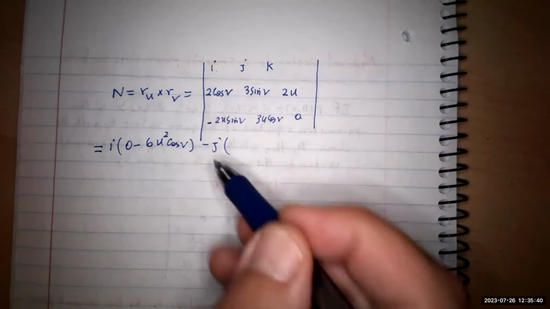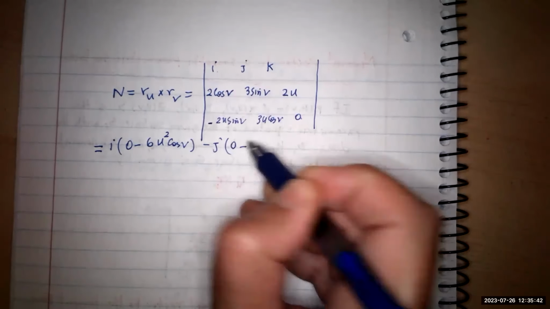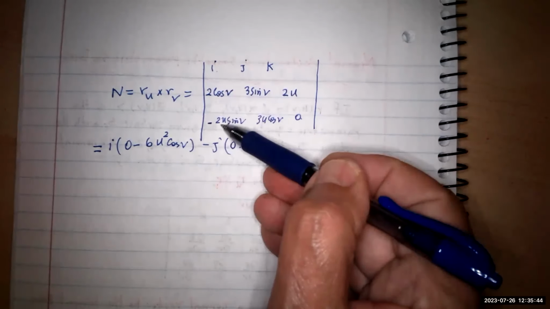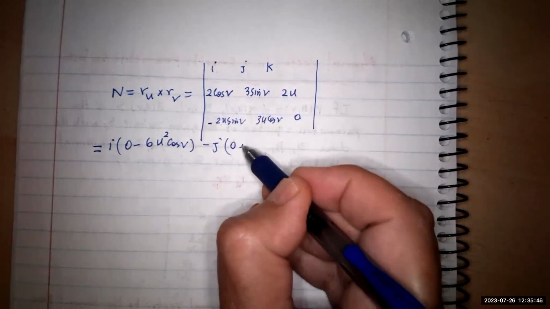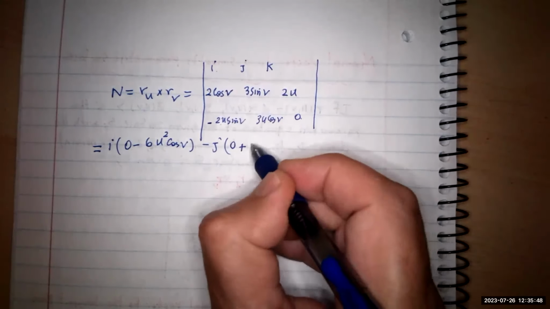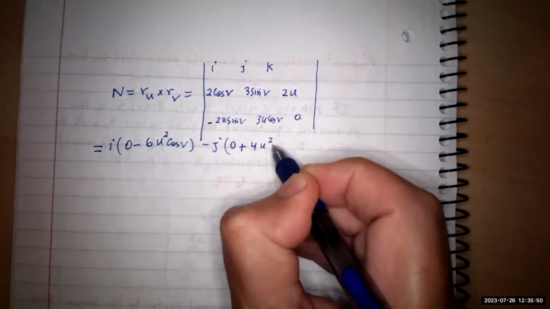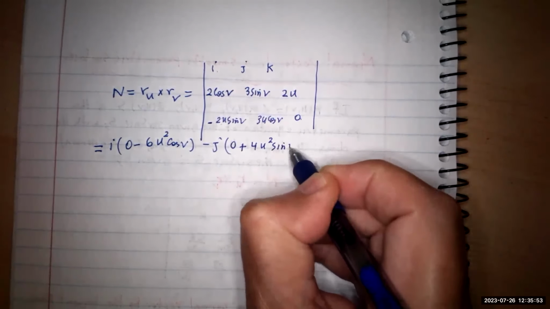eliminate the first row, second column. So this would be 0 again, 0 minus these two together, negative would be positive. So to make it positive, 2u times 2u would be 4u squared, and that gives you a sine of v.